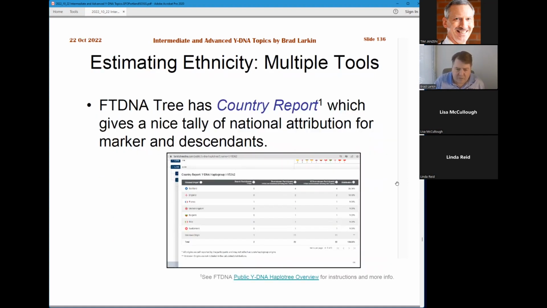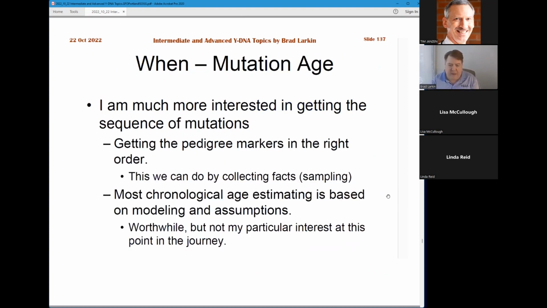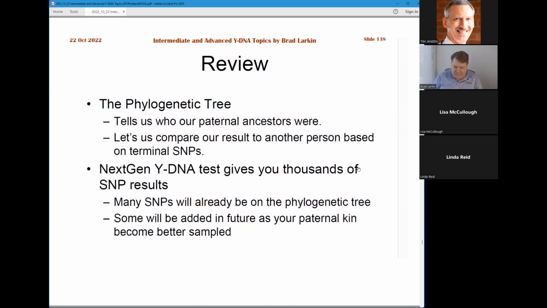To do that, there are multiple tools. STDNA has a nice country report, which gives a tally of national attribution for markers and descendants. What's good about it is it shows all downstream participants. That can be good. When people want to know the mutation age, I personally am much more interested in getting the sequence of mutations right and getting the pedigree in the right order, but YFull does do a good job of trying to put together some aging. So the phylogenetic tree tells us who our paternal ancestors were, and it lets us compare one person against another. No percentages involved, it's straight truth.